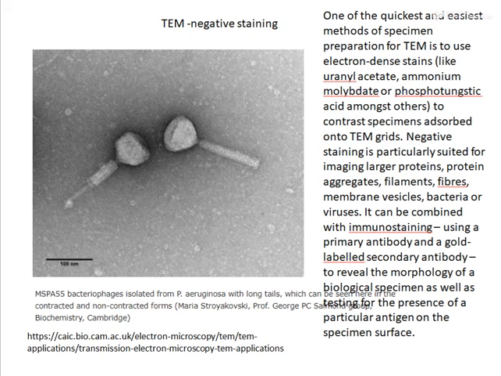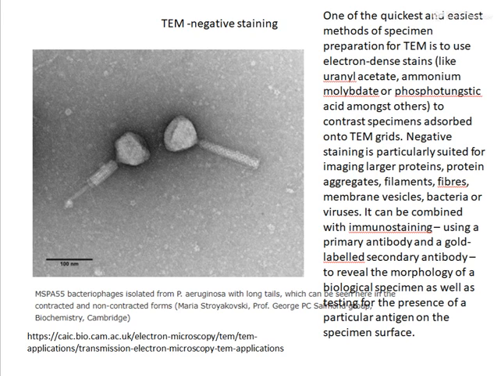And sometimes the negative staining can also be combined with immunostaining techniques, where a primary antibody and a gold labeled secondary antibody can be used to reveal the morphology of biological specimens, as well as for testing the presence of a particular antigen on the specimen surface. But if you're not going to that level of study, you can just learn about the negative staining technique, which is being used for electron microscopy.